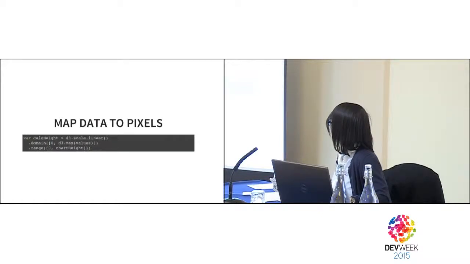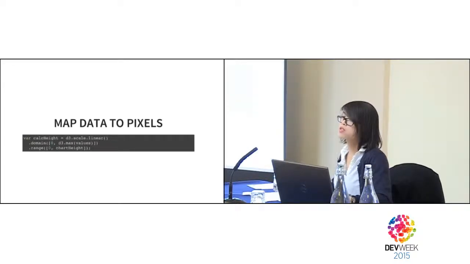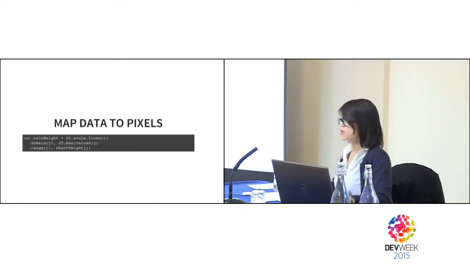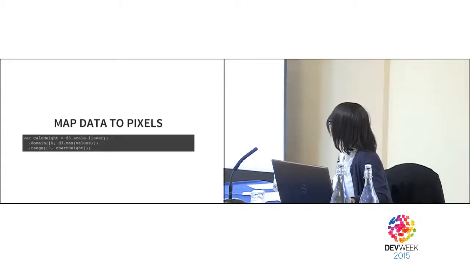Then we want to map our data to pixels. So we were drawing a bar graph, but we don't want Monday to be 3 pixels high because that's really, really tiny. So we're telling D3, I want to map from 0 to the maximum value, 9, but I want to map it across 0 and a chart height of, let's say 100 pixels or 500 pixels.